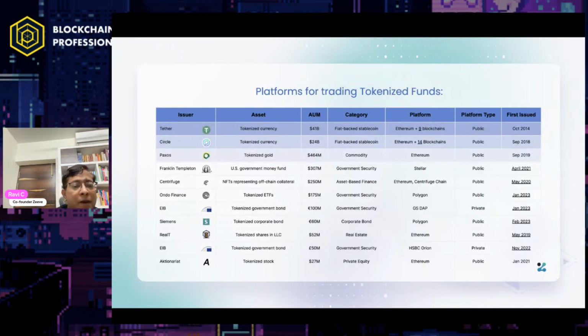Various platforms for trading tokenized assets. So there are various platforms which allow you to tokenize. You can create your own tokenization platform, or you can use some of the SaaS platforms for tokenizing your assets. But once you have tokenized, there are quite a few exchanges or platforms which allow you to trade the tokenized funds. And these are some of the platforms where different kind of assets are being traded.